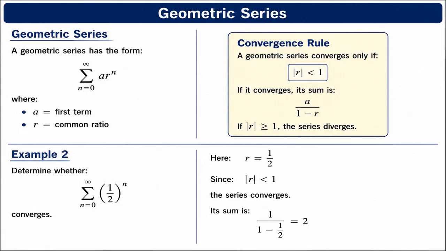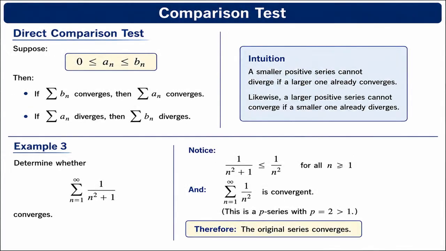In example 2, we want to determine whether this series converges. In this example, the common ratio is 1/2. Since the absolute value of 1/2 is less than 1, the series converges. And as you see, its sum equals 2. Geometric series are very important because many other convergence tests compare unknown series to geometric series.